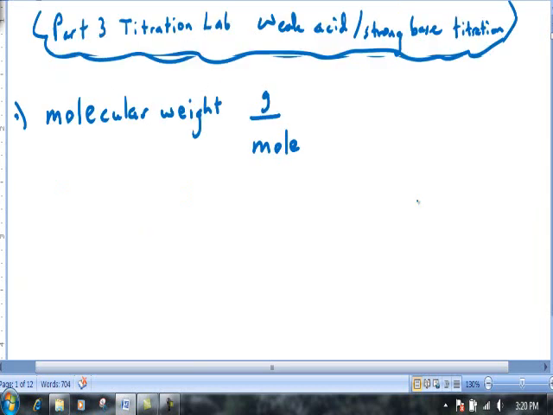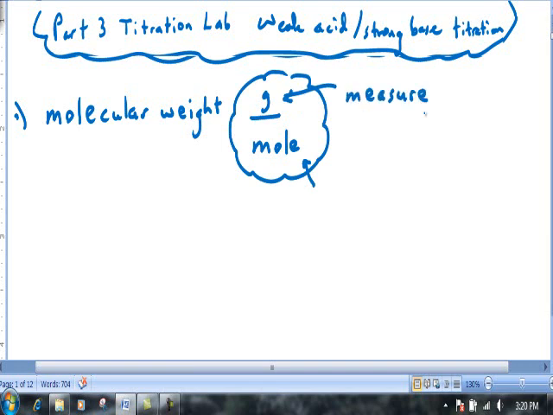The first objective in the lab exercise is to find the molecular weight of our unknown weak acid. We have to remember that the unit of measure for molecular weight is grams per mole. There are two things we need to know in order to solve this: the grams and also the number of moles we have for our weak acid. The grams is something that we'll measure when we weigh out how much of the powdered monoprotic weak acid we put into our Erlenmeyer flask.